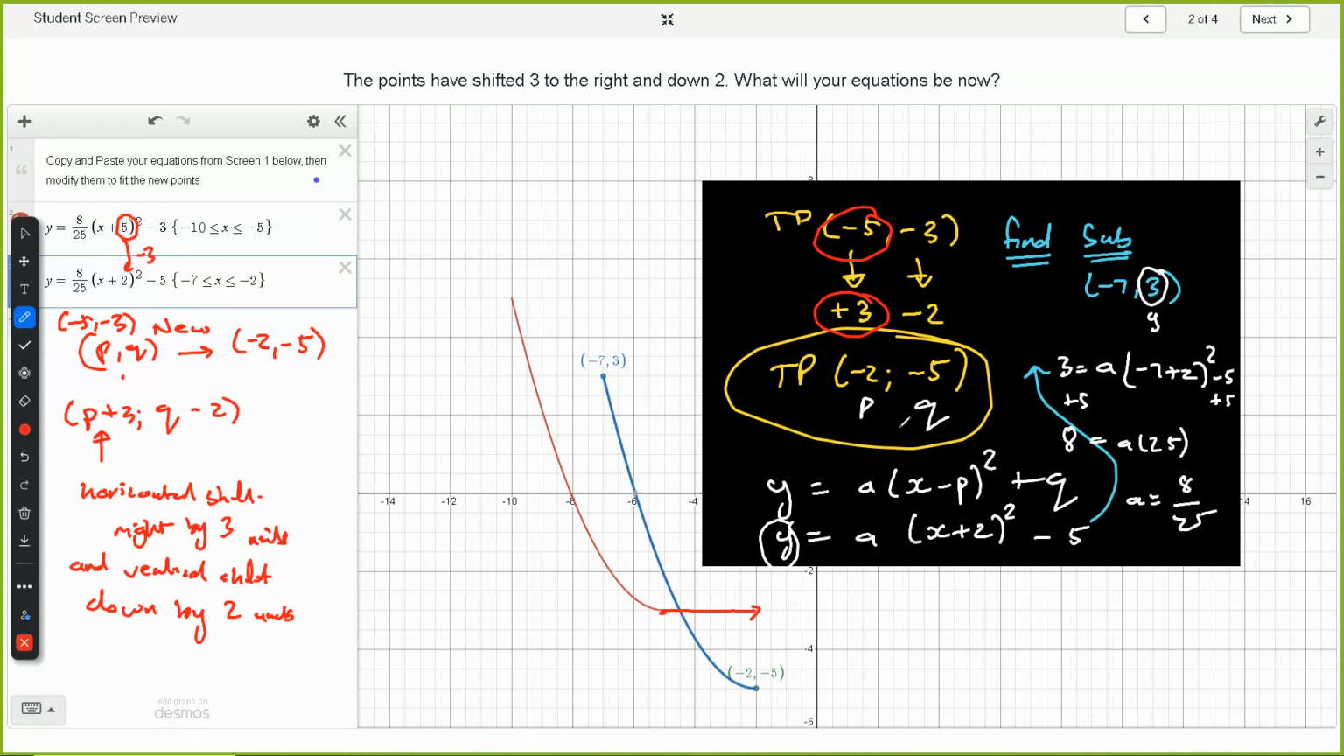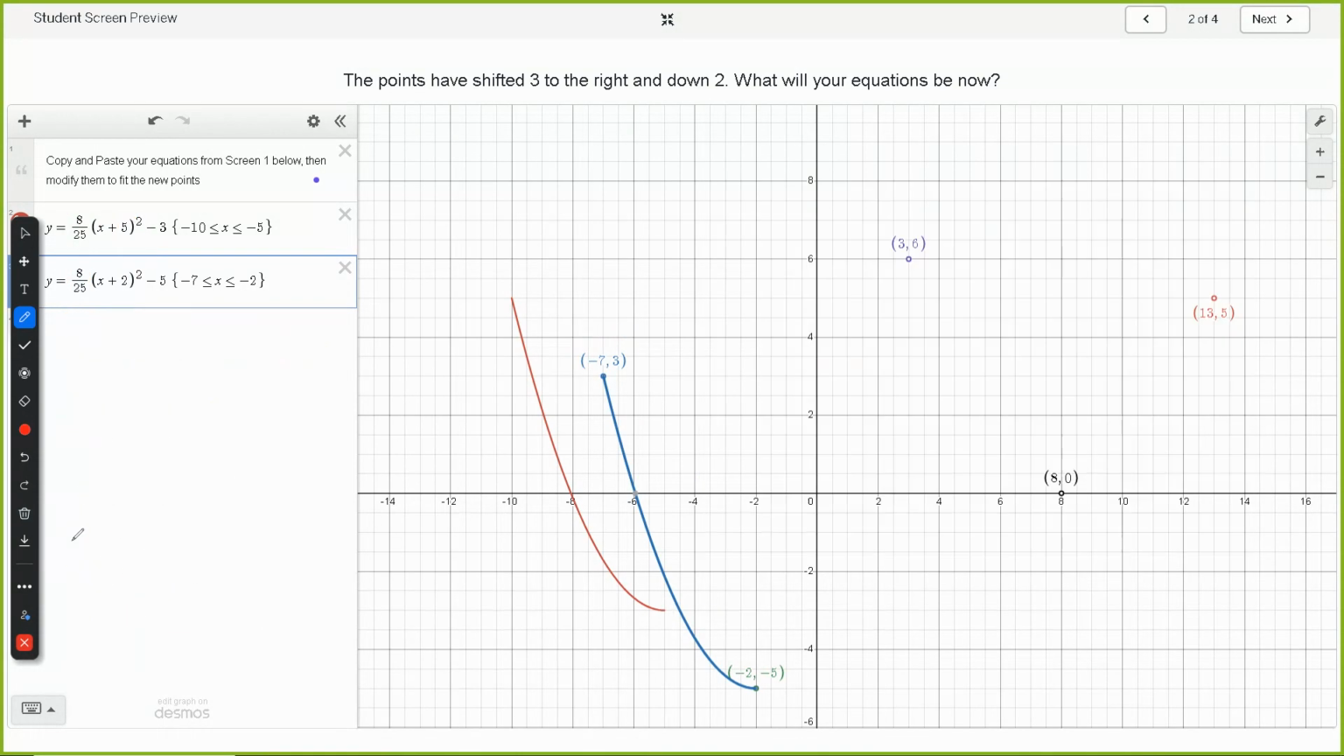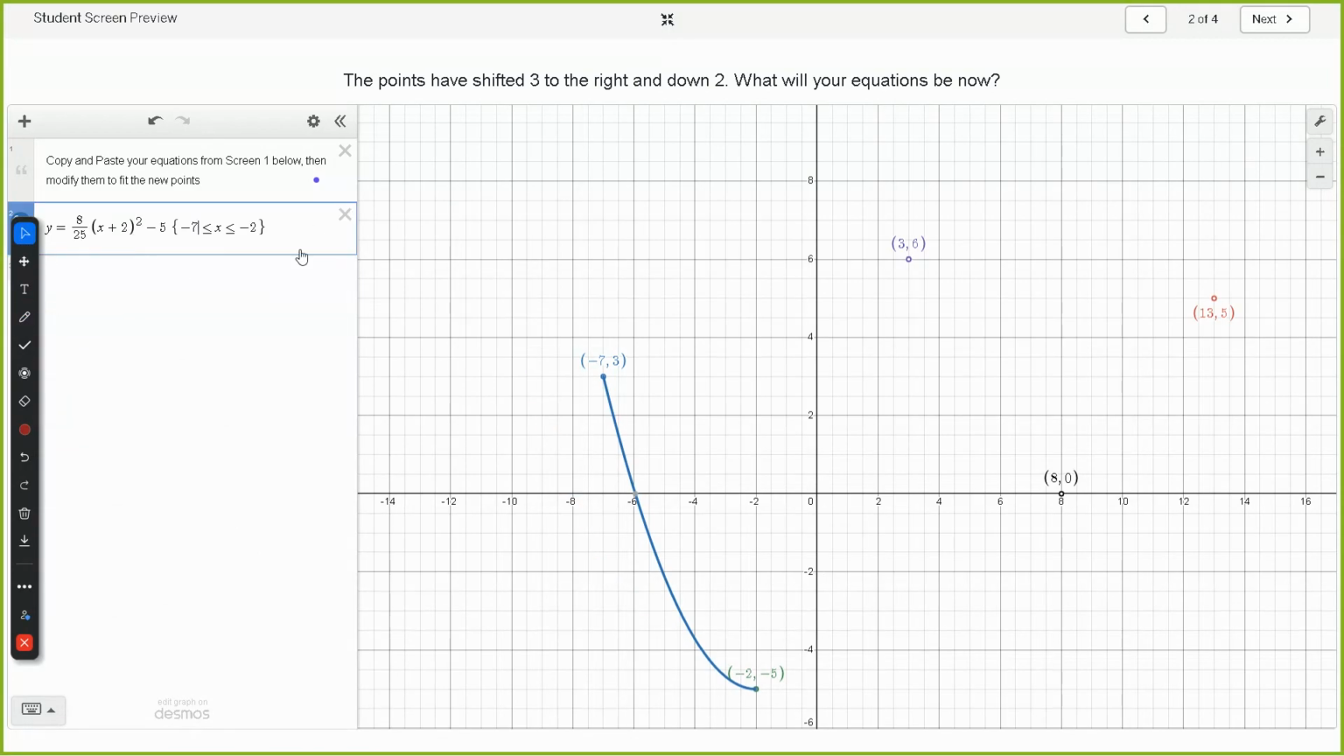That'll be my turning point, and then I substitute the other point, and I double check this. It turned out to be 8/25, which is great, but it could not have. I did this calculation anyway to prove that it does go through that, and the a value stays the same, but it might not always stay the same. Okay, so I now am happy with that transformed equation. It works, and I can remove this one here.